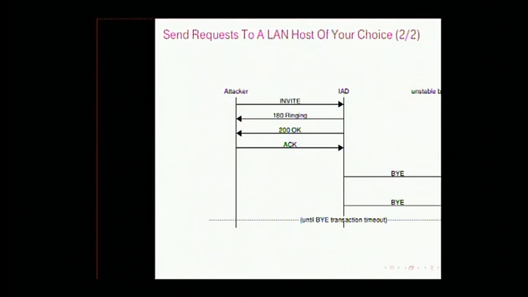Now what happens, you make a call and you put this Contact with the unstable box inside the INVITE request, and some time later the call party hangs up and sends a BYE, but the Contact manipulates the so-called route set inside the UA. So the UA won't send the request back to the attacker, but it will send it to the unstable box inside the LAN. And it will try several times until the transaction times out.